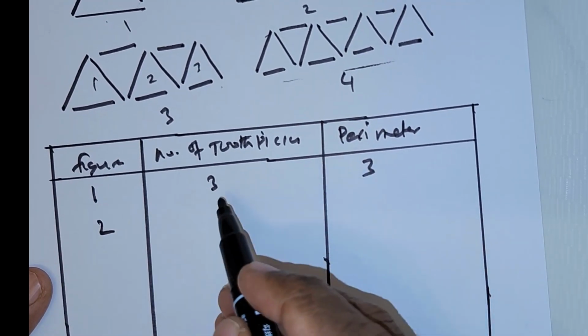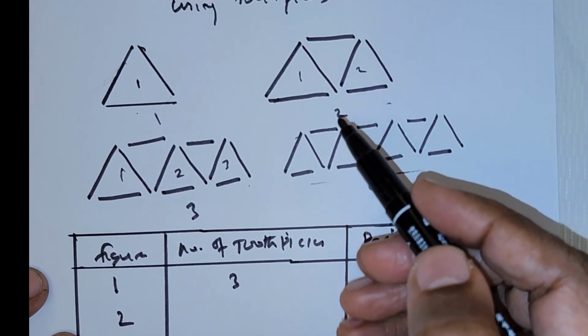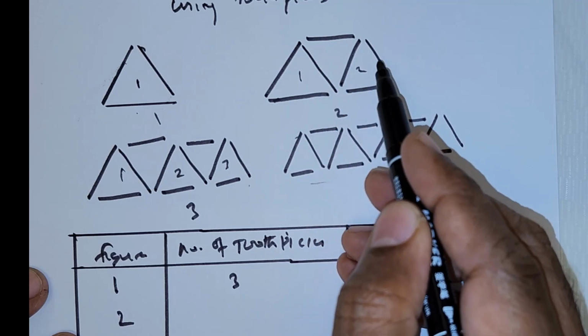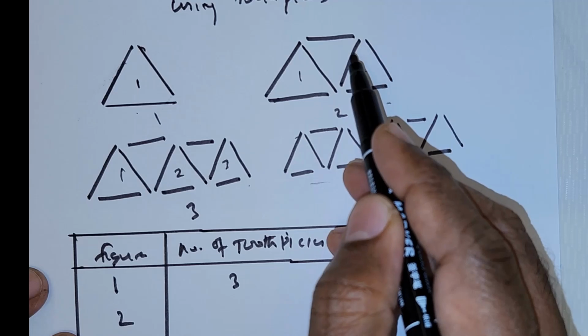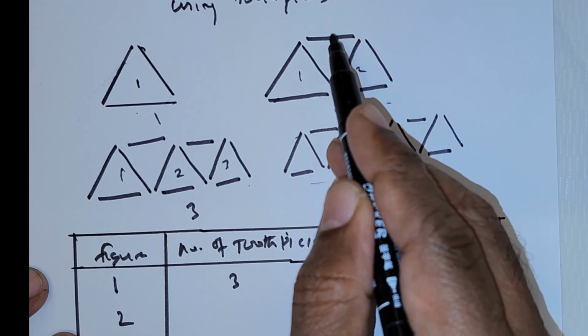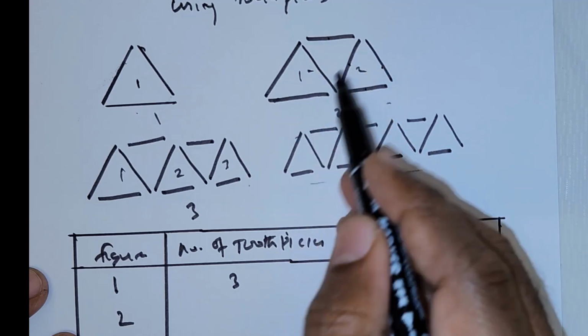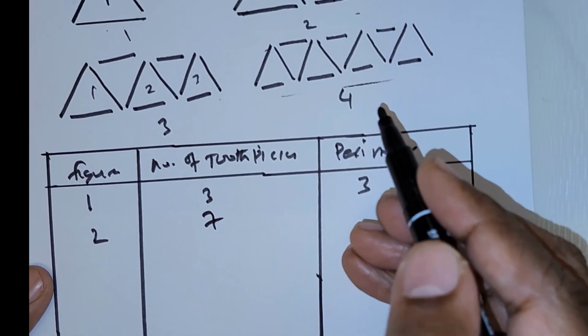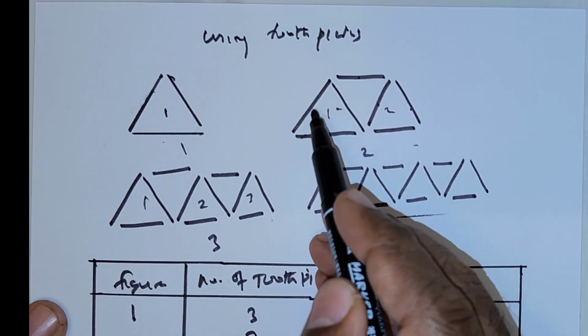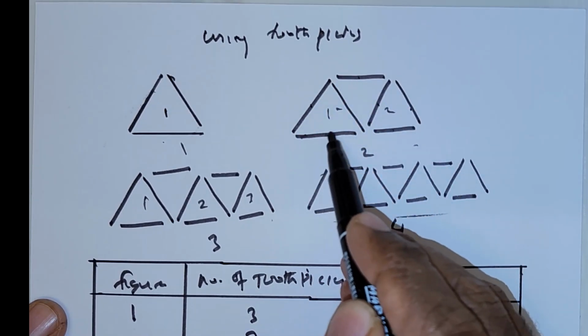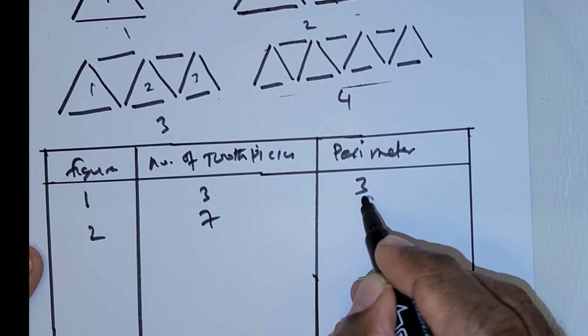The second figure, how many toothpicks have been used? 1, 2, 3, then 1, 2, 3, 4, 5, 6 and 7. So we are counting all the toothpicks, 7. And perimeter, we will just go around the figure, we will not go inside the figure. Okay, so it's 1, 2, 3, 4, 5.